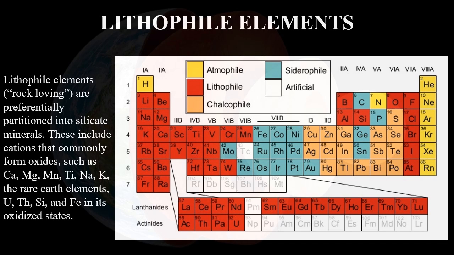for example, La, Ce, Pr, Nd, Sm, Eu, Gd, Tb, Dy, Ho, Er, Tm, Yb, Lu, and there are some actinide series elements also involved, that is Ac, Pa, and U. So uranium, thorium, silicon, and Fe in its oxidized state are also included in lithophile elements. In this particular periodic table, lithophile elements are contained in the red boxes. These are all lithophile elements.